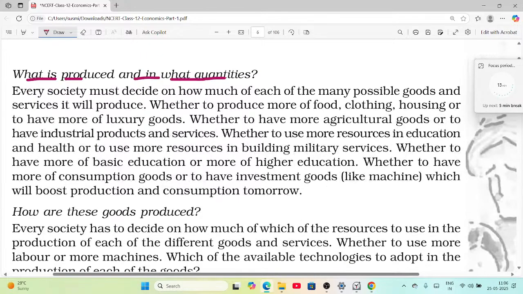Every society must decide how much of each of the many possible goods and services it will produce, whether to produce more of food, clothing, housing, or to have more of luxury goods, whether to have more agricultural goods or to have industrial products and services, whether to use more resources in education and health or to use more resources in building military services, whether to have more of basic education or more of higher education, whether to have more of production and consumption tomorrow.